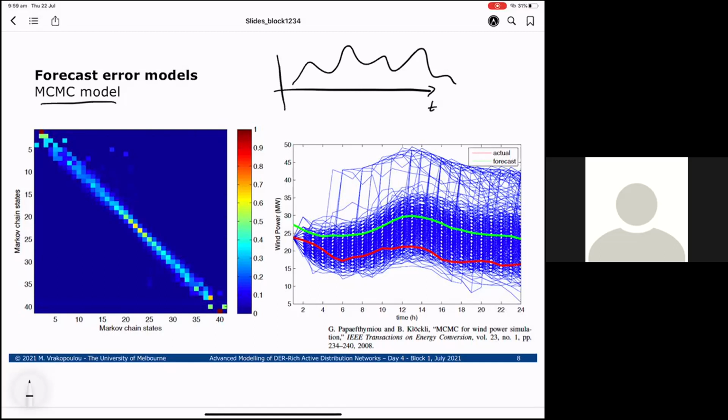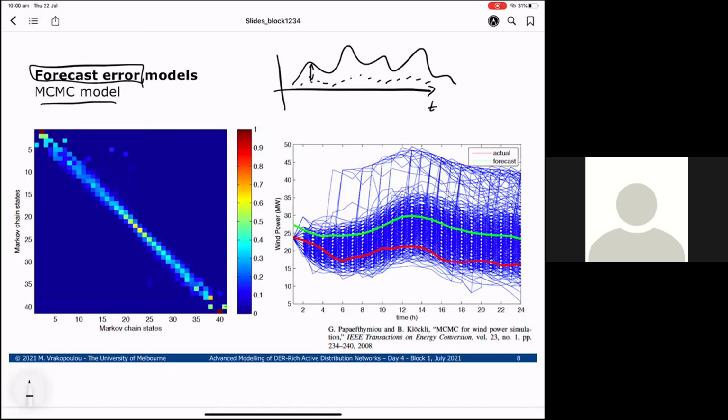So here, because I didn't have such a distribution for the errors, I used an MCMC model which says that, based on historical data of actual and forecast, I was creating the error signal, the forecast error, of all these potential daily data points that I had.